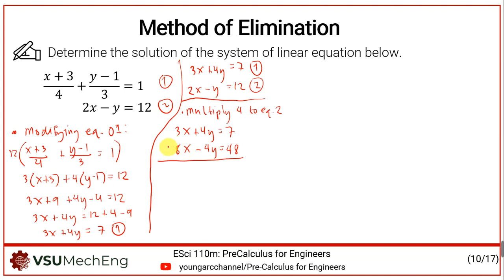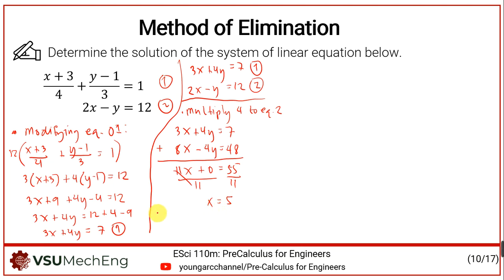Now we're going to eliminate y by adding the two equations. We have 8 plus 3, that's 11x. Then 4y minus 4y, this is plus 0, is equal to 48 plus 7, that will give us 55. Next, divide both sides by 11 to solve for x. So our x is equal to 5. So this is the value of our x.